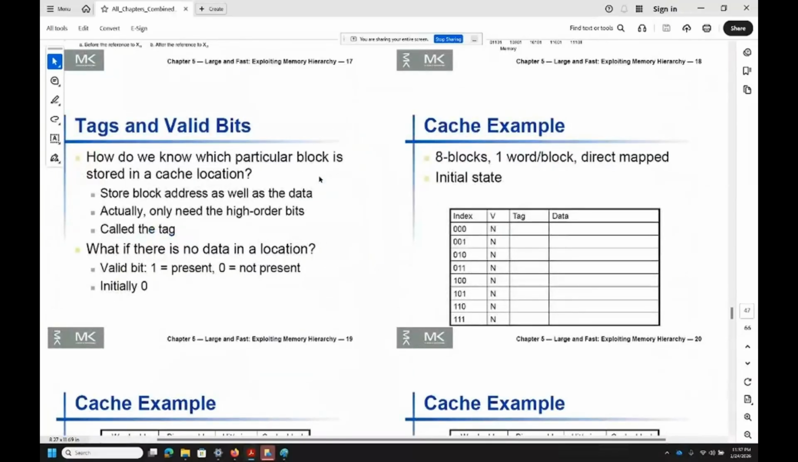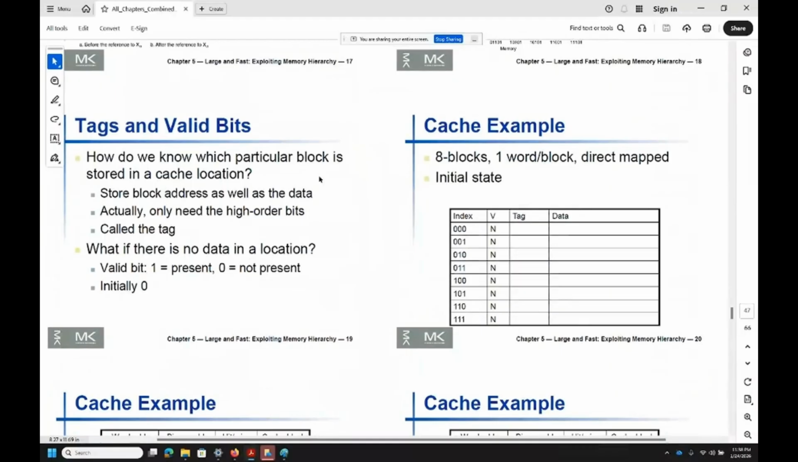So how do we know which particular block is stored in a cache location? You store the block address as well as the data. You need only the higher order bits, which is called the tag. If there is no data present, you can put a valid bit as not present, which is 0, or if the data is present, you set it to 1.